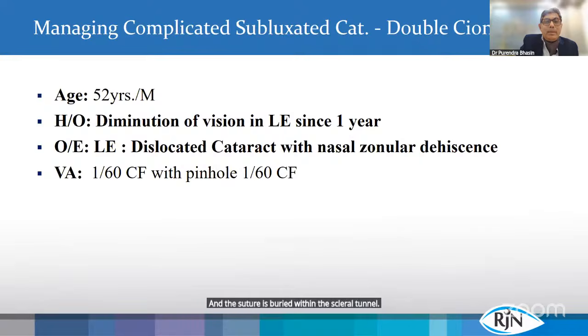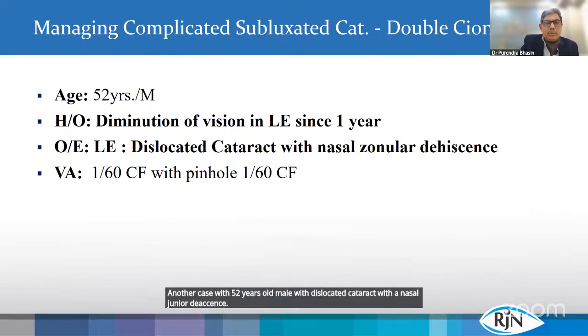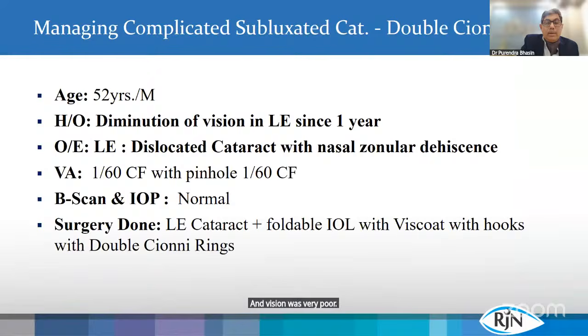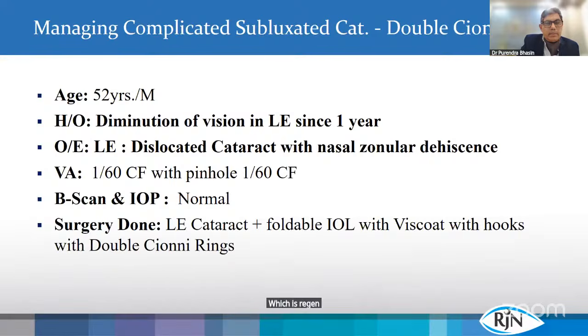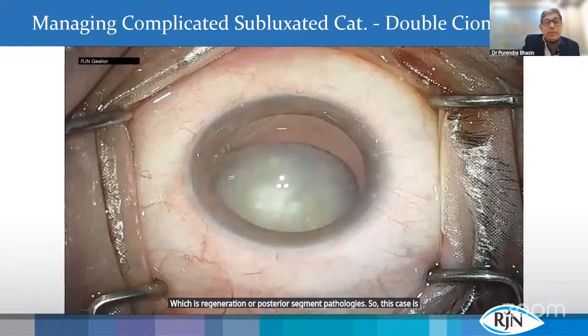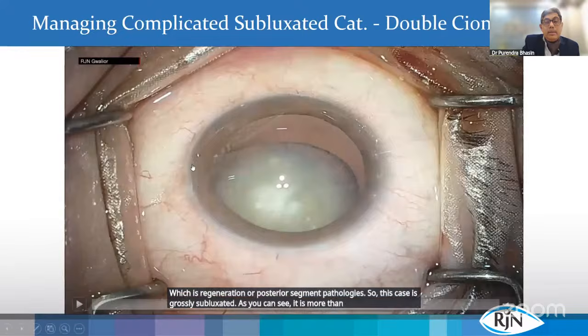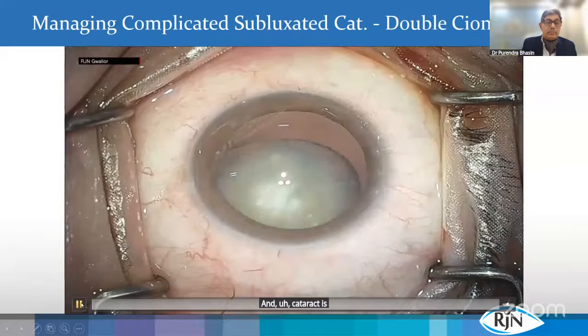Another case is a 52 years old male with a dislocated cataract with nasal zonular dehiscence, and vision was very poor. In all these cases, they have some or other associated problems like traumatic mydriasis or the presence of vitreous or vitreous degeneration or posterior segment pathologies. So this case is grossly subluxated. As you can see, it is more than 180 degrees subluxated, and the cataract is also dense.